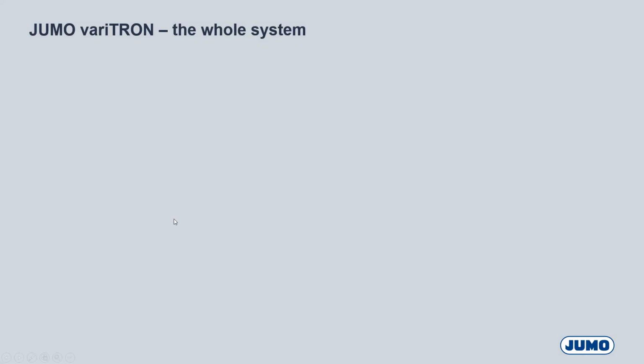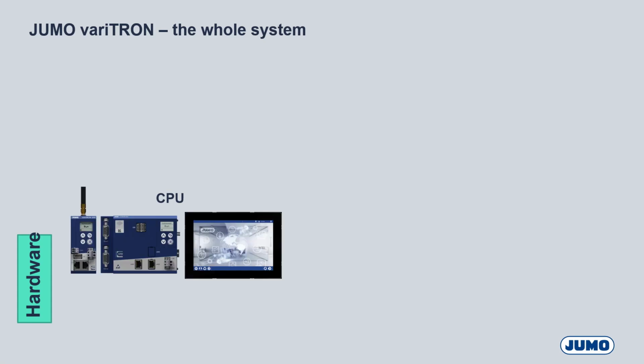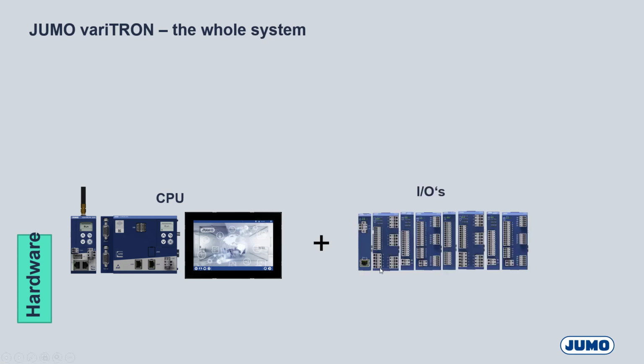Yeah, let's have a look at the whole system. I separated it into the hardware and the software, starting with the hardware. Here the CPUs, as I already said. For the DIN rail, we have two performance classes, variTRON 300 and 500, and for the mounting in a cabinet, the variTRON 500 Touch. Then we have our own I/O system, which we can see here.